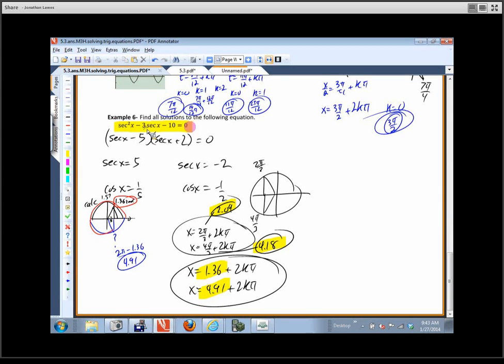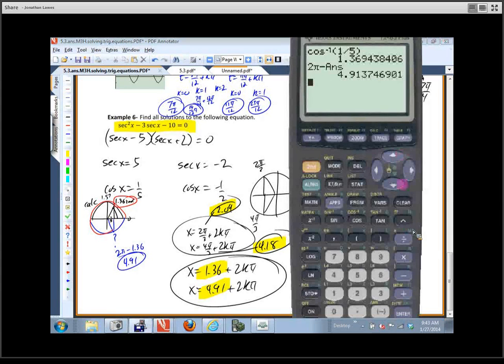Okay, now watch. See this guy right here? I'm going to go to y equals. I'm going to clear this off. And I'm going to type in 1 divided by cosine squared. Wouldn't that be secant squared? And then I'm going to do minus 3 and then parentheses 1 divided by cosine. Wouldn't that be minus 3 secant? And then I'm going to write minus 10. Good?